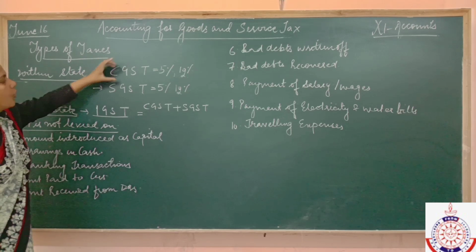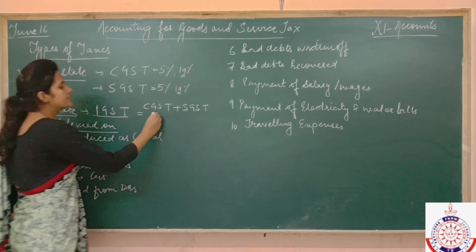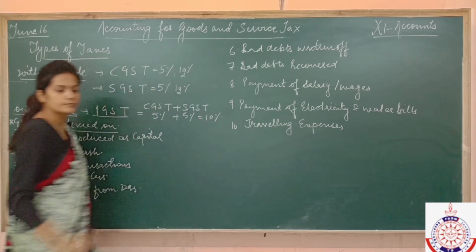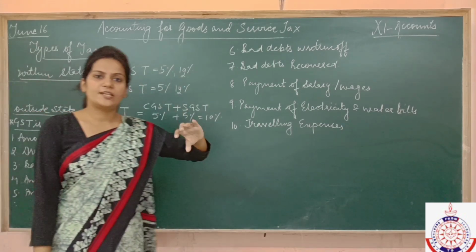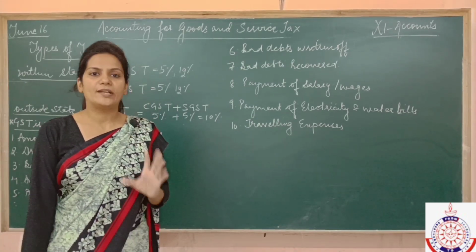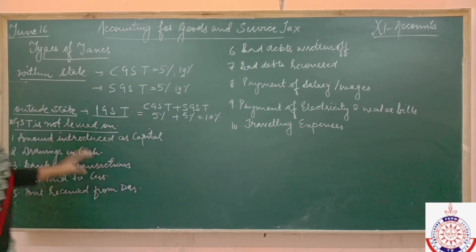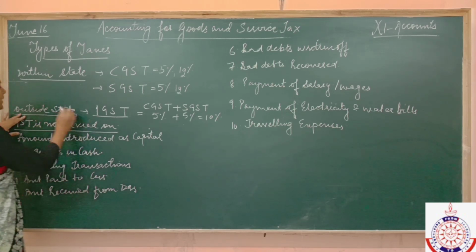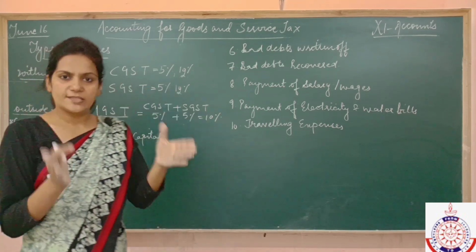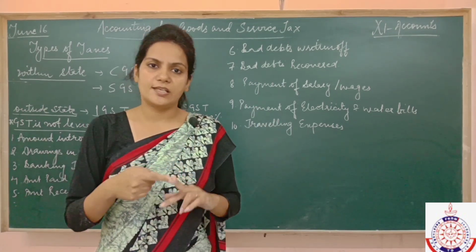It means that if on a product CGST and SGST is 5%, then IGST on the same goods will be 10%. If on a product CGST and SGST is 12%, then IGST on the same goods will be charged at 24%, because IGST is CGST plus SGST. And IGST is charged whenever we are selling goods outside the state. Whenever trading is between two states, IGST is charged. Whenever trading is within the state, CGST and SGST is charged.